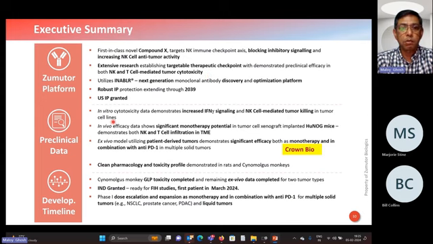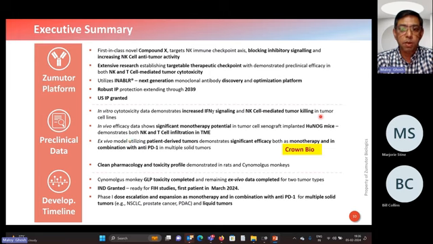The IP was granted in the US last year, in 2023. And we are going to get grants in Europe and other countries. A global IP strategy has been followed here. And we now have data which suggest there is significant monotherapy potential for this molecule, which we call compound X. We have shown that in in vitro experiments.